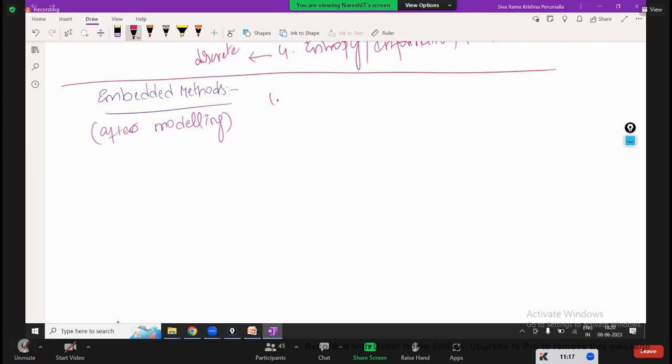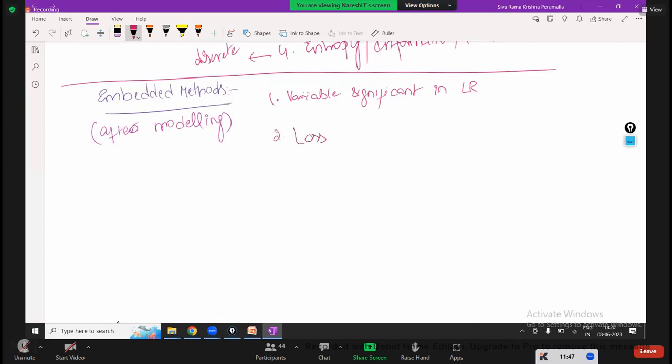We are going to check whether the variables are significant in linear regression. If you are applying linear regression, we are going to check whether the variables are significant or not, using the p-value. If the p-value is greater than 0.05, we are going to remove that particular variable. Now, second one, lasso.